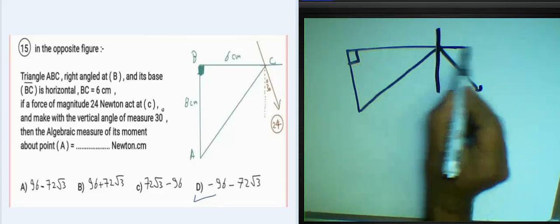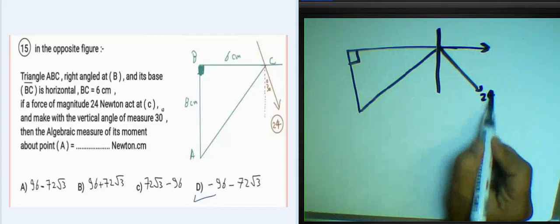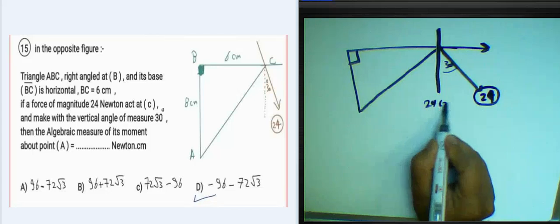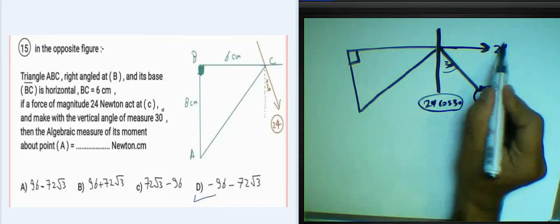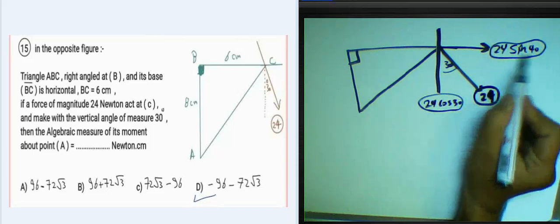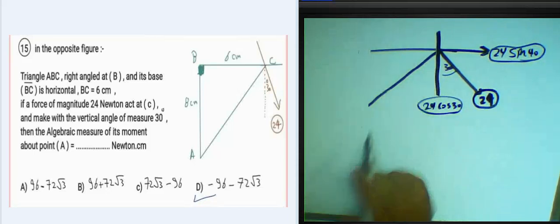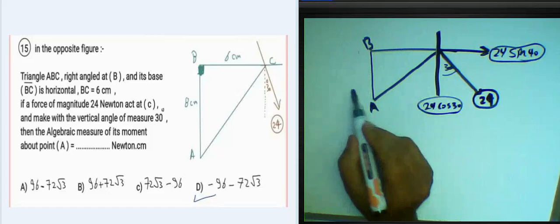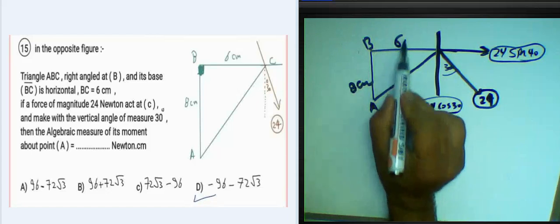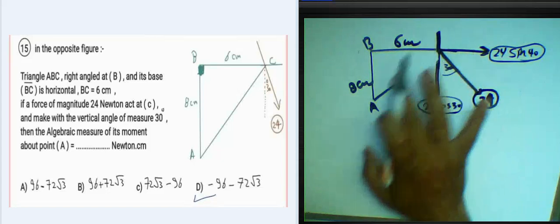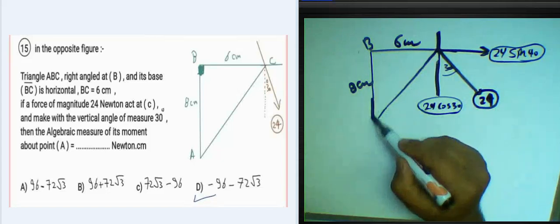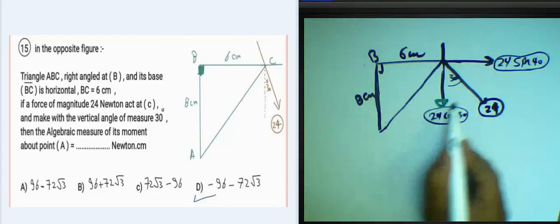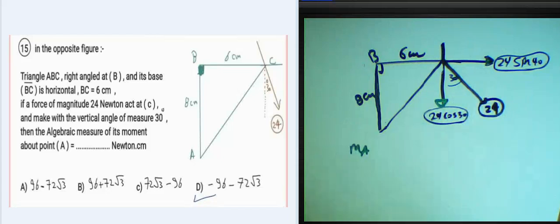I will factorize this force 24 using the 30 degree angle. Here 24 cosine 30, and here 24 sine 30, because it's perpendicular here. I will find the point A, and we have point B, which was 8 centimeters, and 6 centimeters. Okay, understood. It was perpendicular to this piece. We have two forces, so we can find the moment about point A.